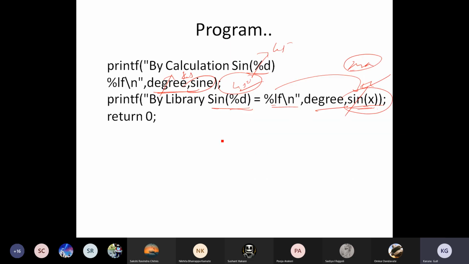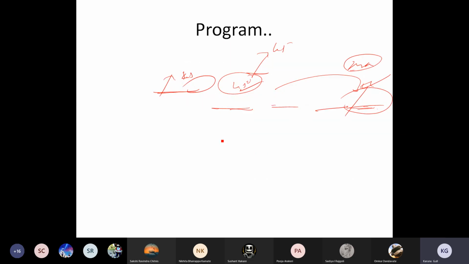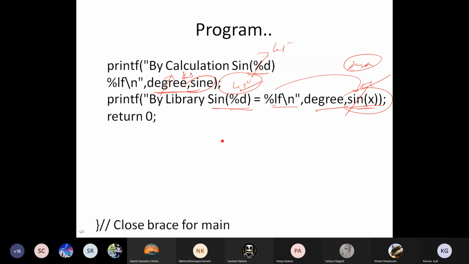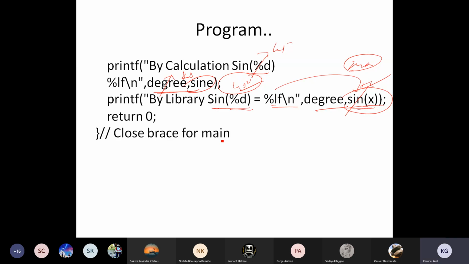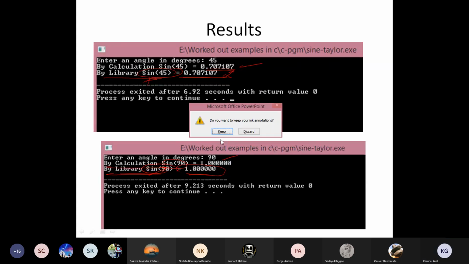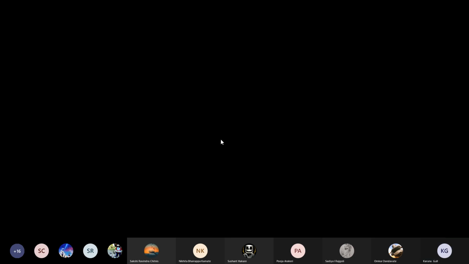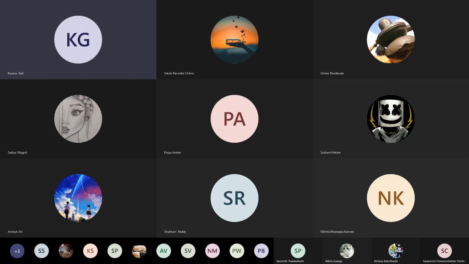Any doubt regarding this, students? Hello? Hello? Do you have any doubts regarding this, students?